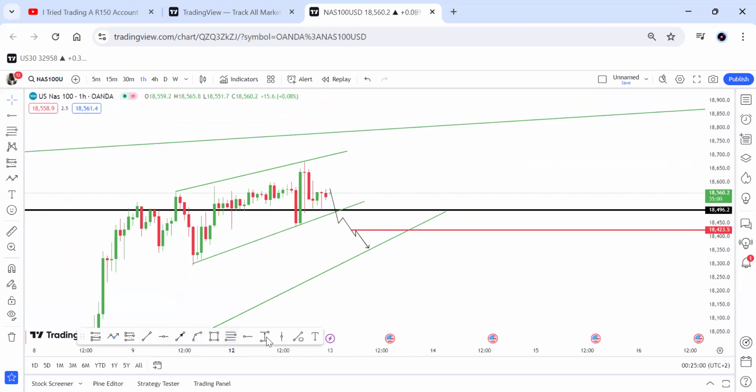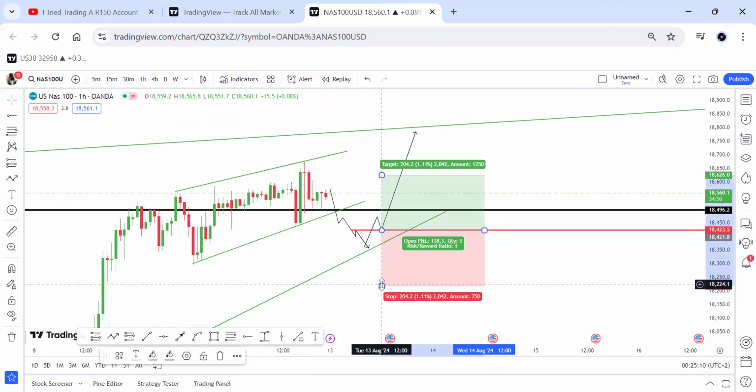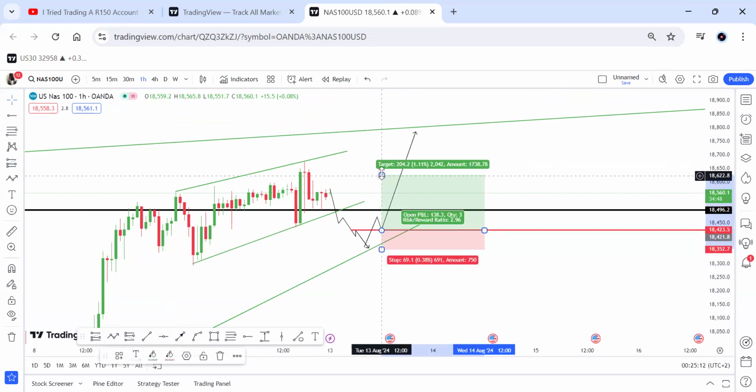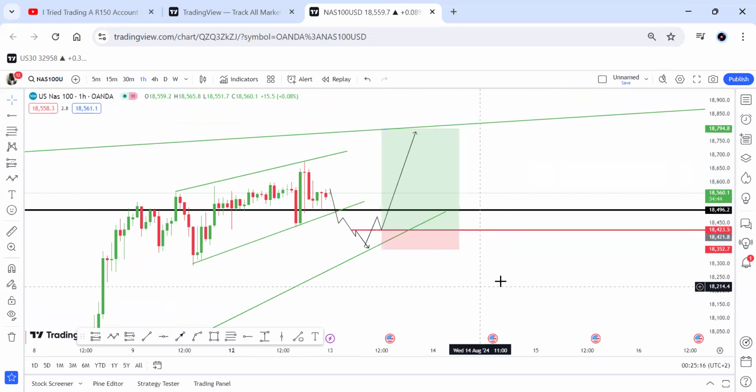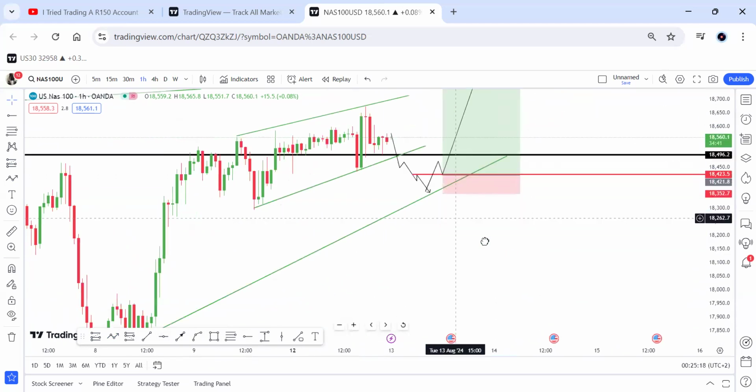What are you going to do from there? You're going to enter once it breaks, and then you go with it, right? So basically, you're going to enter there. Stop loss below the previous candle, take profit at your next level, right? That's what you're going to do with Nasdaq. That is what you're going to do.